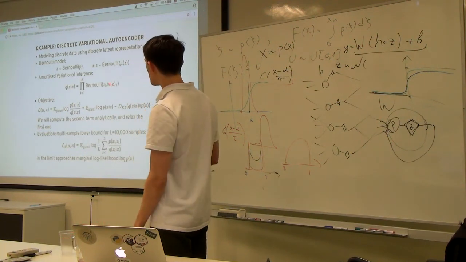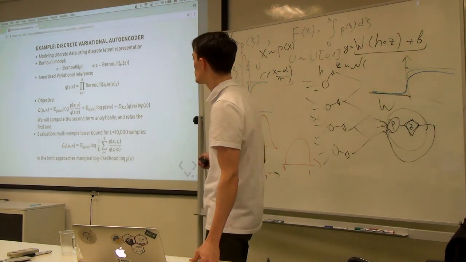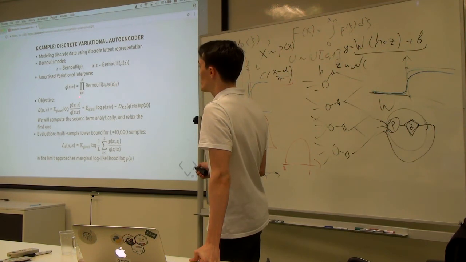Kappa is your encoder's mean encoder outputs. Or you mean the small k? Kappa or small k?